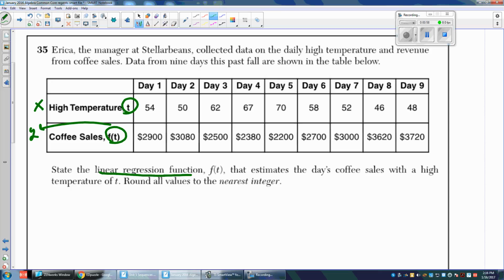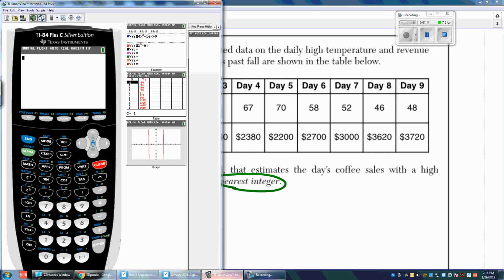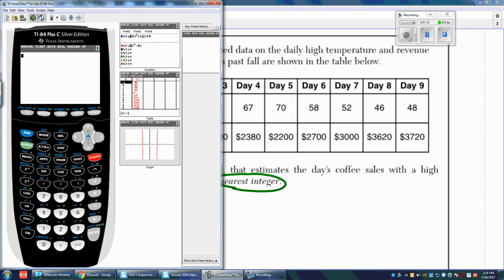State the linear regression function f of t that estimates the daily coffee sales with a high temperature T. Round all values to the nearest integer. That's a positive or negative whole number. Okay, so since it says a linear regression function, I immediately get out my calculator. The diagnostics are already turned on.